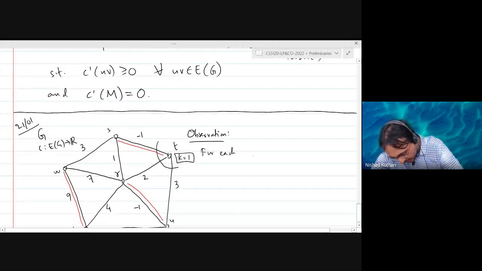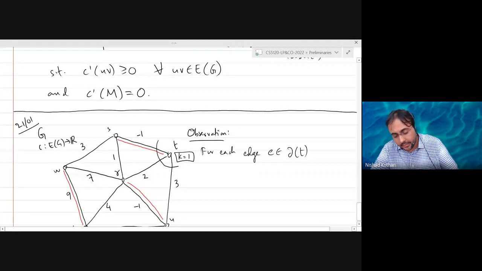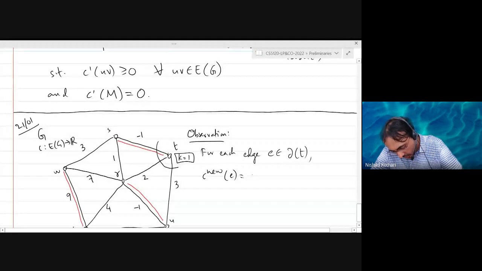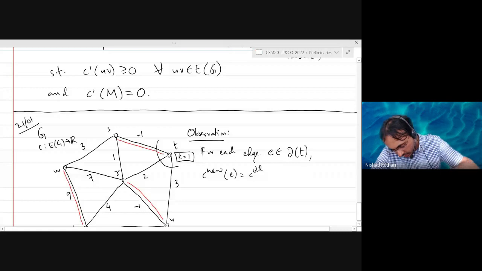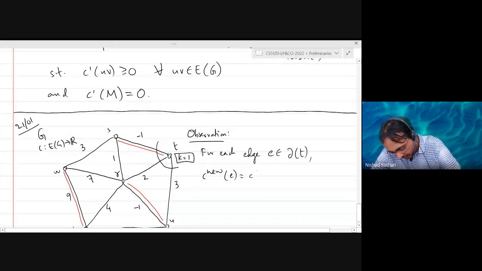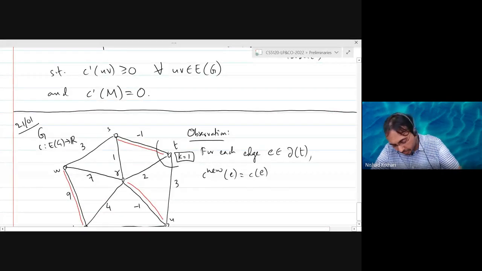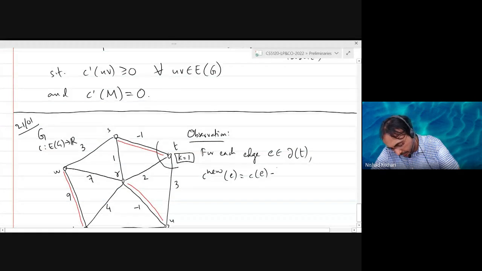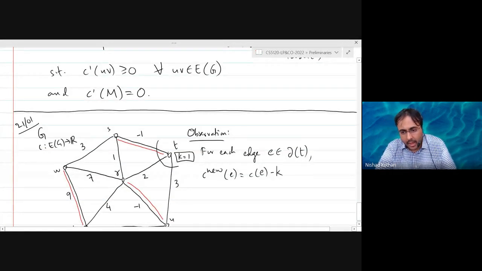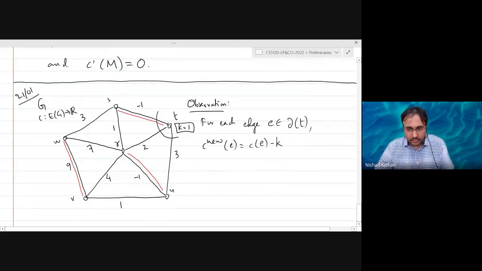for each edge incident at this particular vertex, we are going to put a new cost, which is the old cost. So the original, maybe I just called it C of E. And I'm going to subtract this quantity. I could also add it, it doesn't matter. So don't focus on whether I'm adding or subtracting.